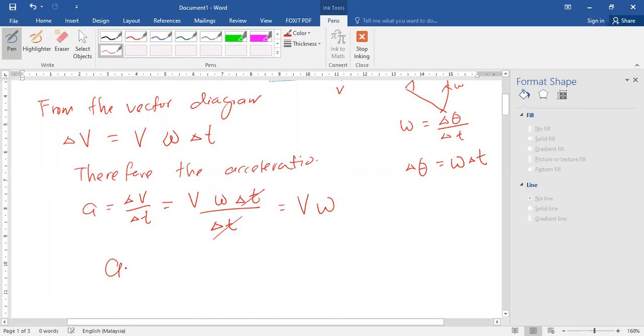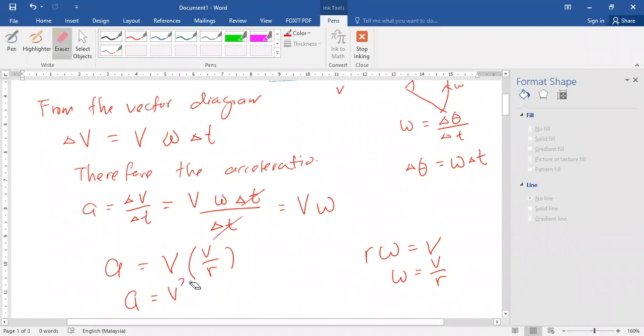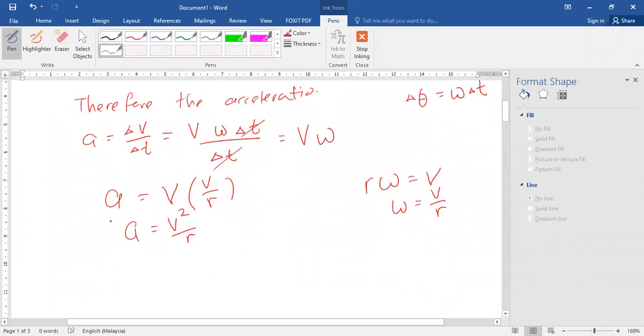So A is equal to V omega. Another one: V is equal to R times omega, right? So omega is equal to V over R. Replacing omega with V over R, at the end, acceleration is equal to v squared over r. This is how we prove that A is equal to v squared over r.